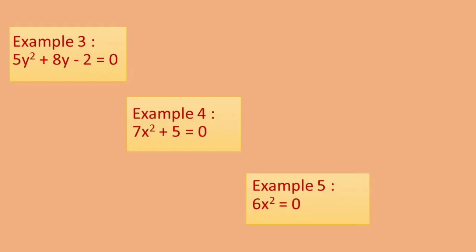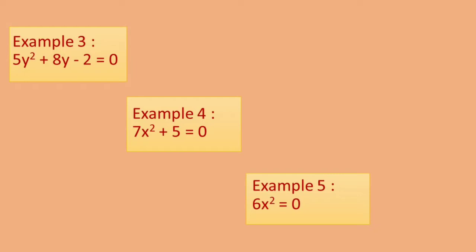Now let's move on to the next slide. Here I've given example 3, which is 5y squared plus 8y minus 2 equals 0. This is also a quadratic equation, but it is a quadratic equation in y. In the definition I told you about a quadratic equation in x, but there's no harm. A quadratic equation can be based on any variable, like x or y or z or a, b, c, whatever it is. Comparing to the standard form, a equals 5, b equals 8 and c equals minus 2.